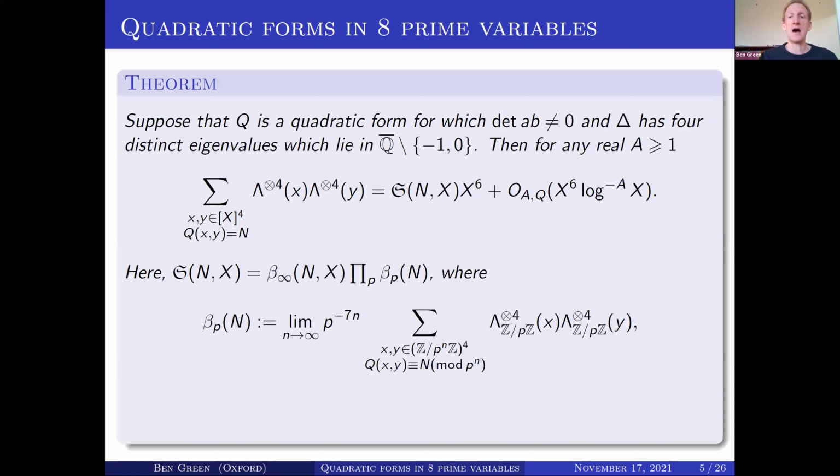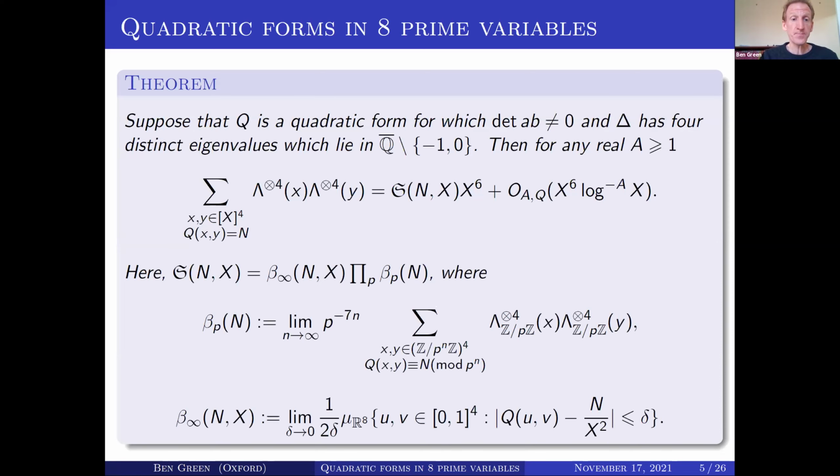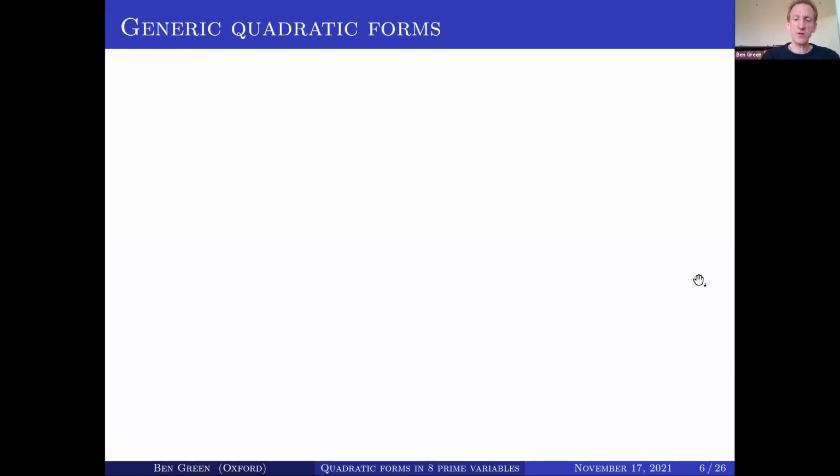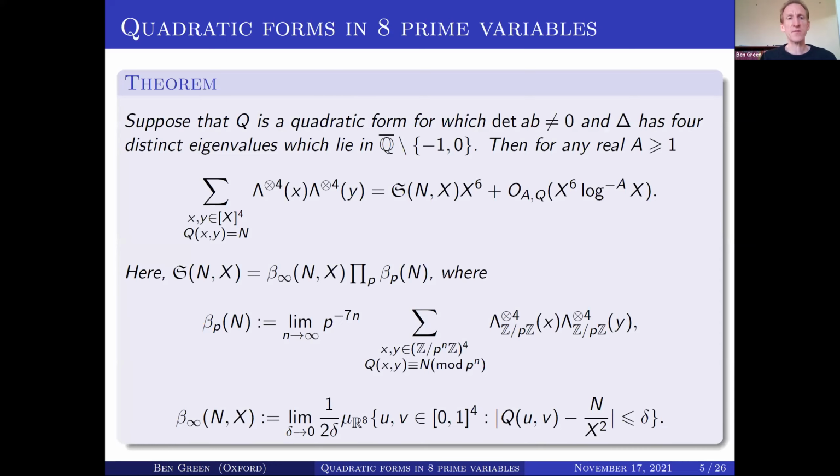Okay, so here again, you don't need to worry too much about this. This is a precise expression for this beta sub pn. It's kind of a p-adic density, and beta sub infinity is reflecting the number of positive real solutions to this quadratic form being equal to n. So this beta sub infinity, for example, would be 0 if the quadratic form was negative definite and I tried to take n to be positive. So that's just a precise statement of the main theorem.